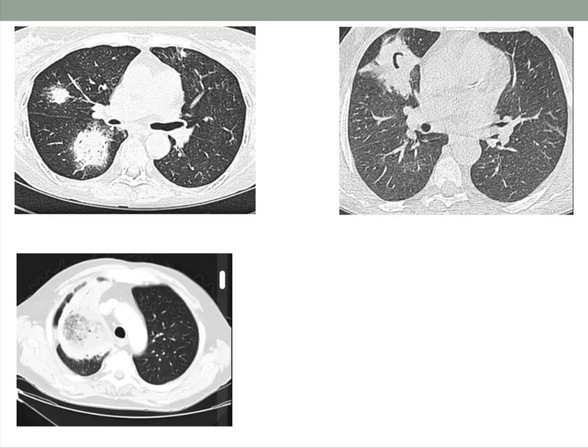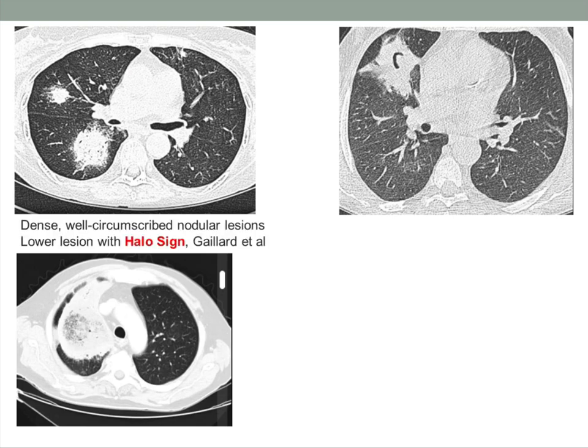So, not to call on anyone who knows it, just say it out loud. The top left picture, what radiology sign is that? Halo sign, yeah. So the halo sign is essentially your dense, well-circumscribed nodular lesion with 75% of it having ground glass around it.